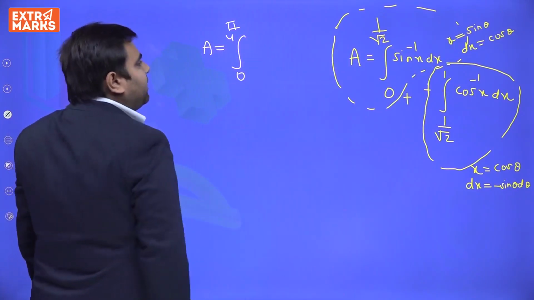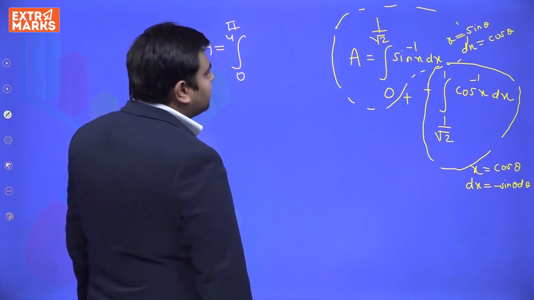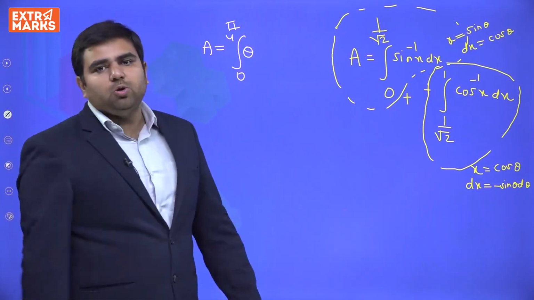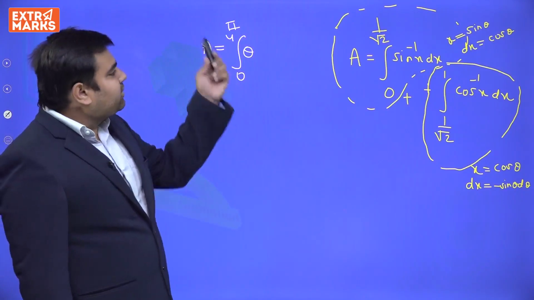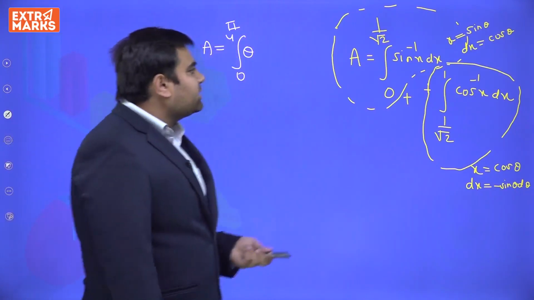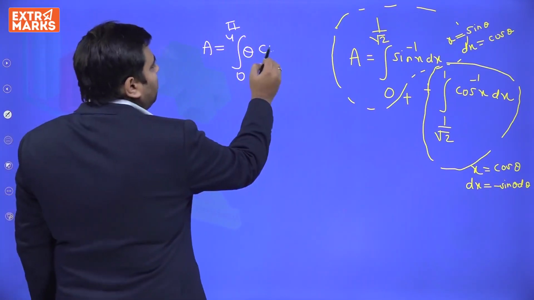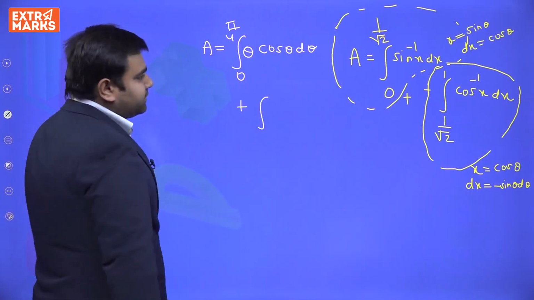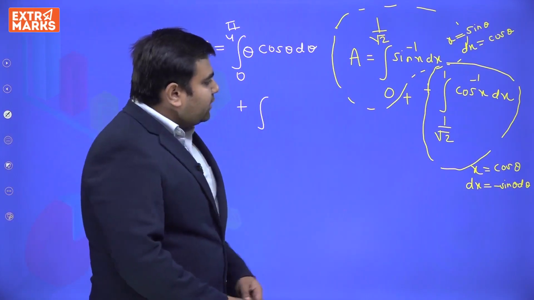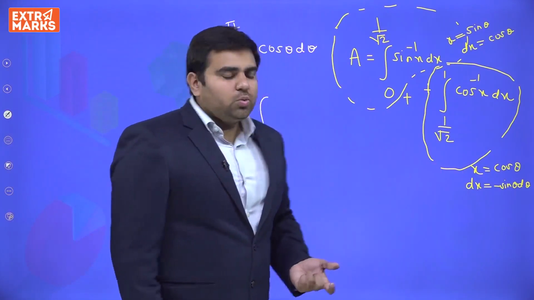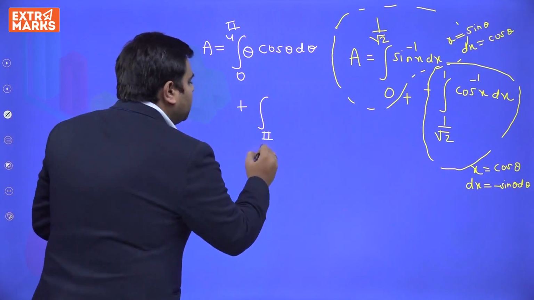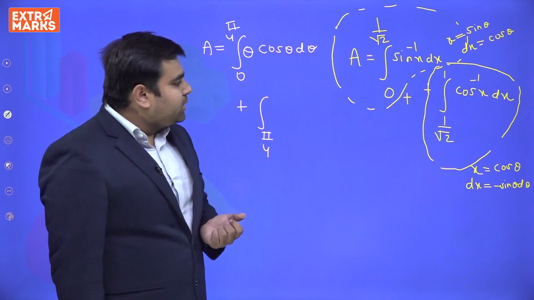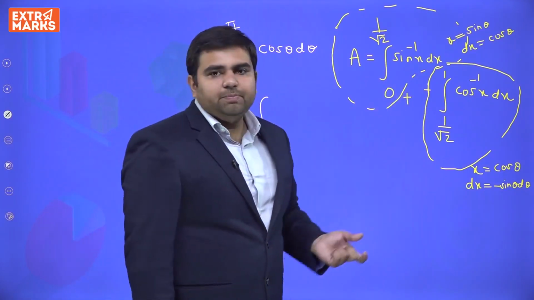So 0 to pi by 4 sine inverse sine theta. What is sine inverse sine theta? It is theta, because theta lies between 0 to pi by 4. So this is theta cos theta d theta plus. Now if I substitute x equal to 1 by root 2, theta will be pi by 4. And if I substitute x equal to 1, what will be the value of theta? The value of theta will be 0 over here, right?